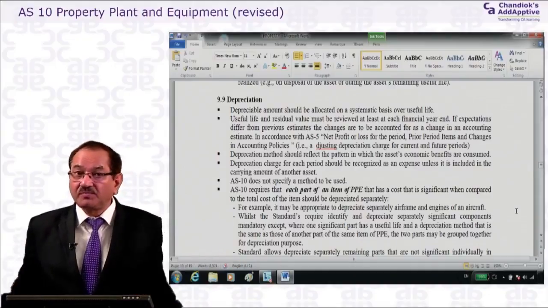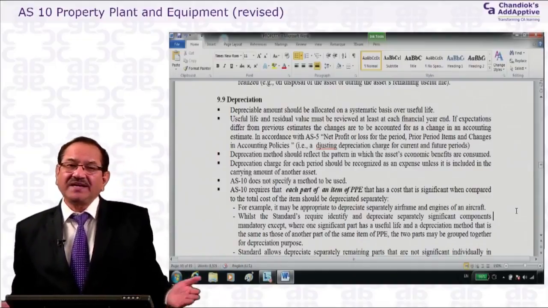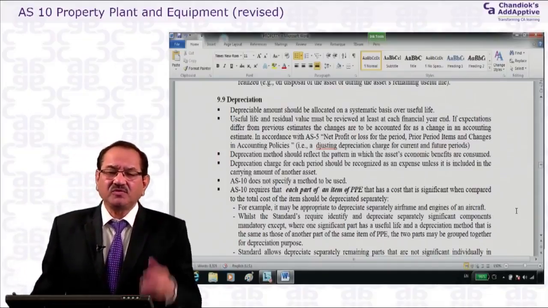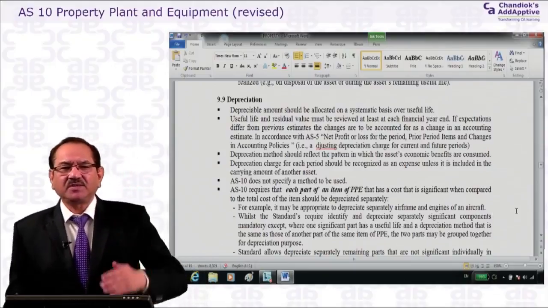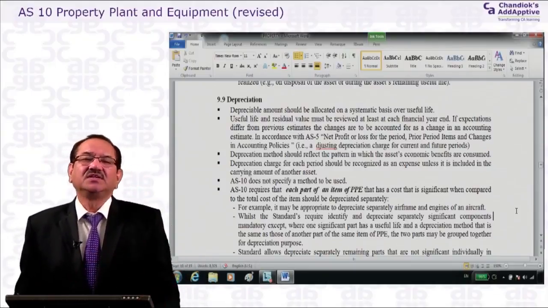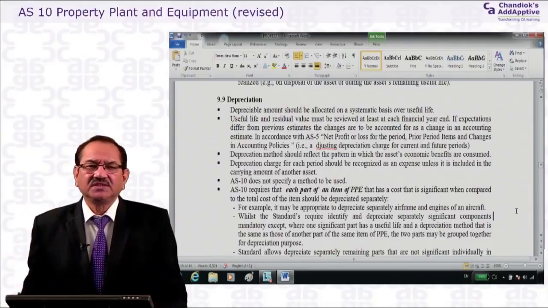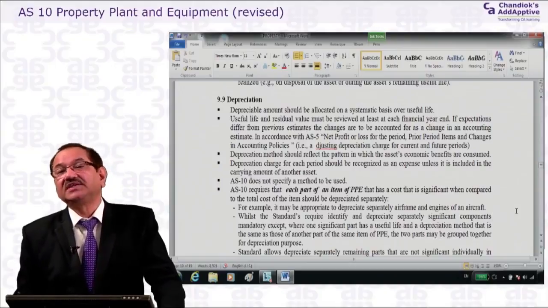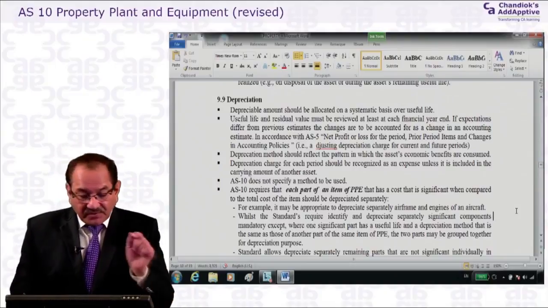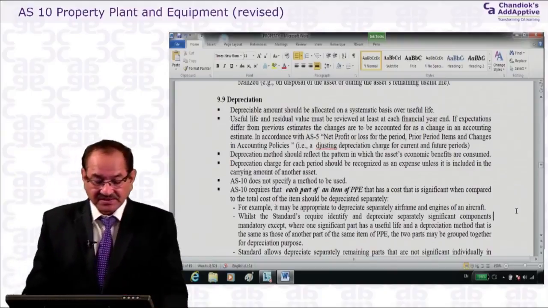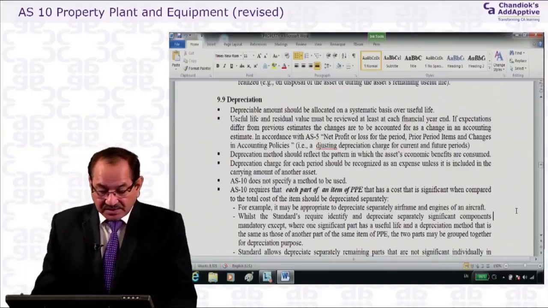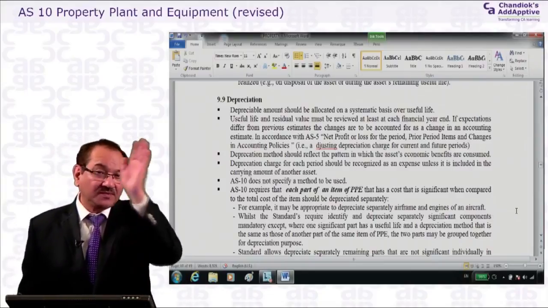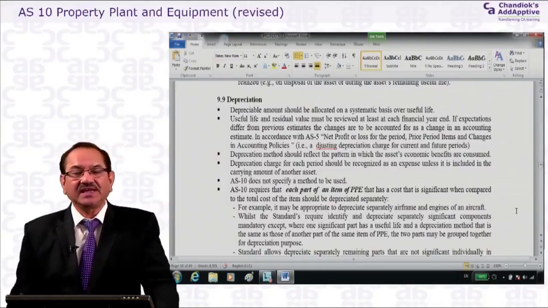But should we do so many components? Should we provide a different depreciation amount on the tire cost, on the seat belt, seat cost, on the body, on the engine? I think it will become more complicated. And therefore, the principle says that a part has a cost that is significant when compared to the total cost. The total cost of the car is 10 lakhs.